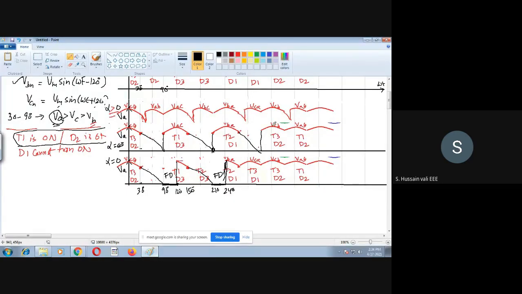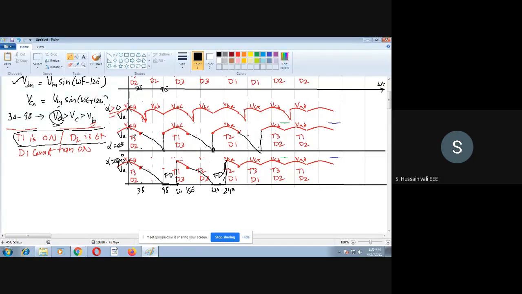So I have drawn this for alpha equal to 90 degrees. Alpha equal to 0, alpha greater than 0. Once you go on increasing the value of alpha, the output voltage will be delayed. If you increase alpha more and more, this delay will be more. At one point, when alpha is equal to 90 degrees, there is a break in the output voltage. In that break, the freewheeling diode will conduct. So when the freewheeling diode is conducting, that's it.